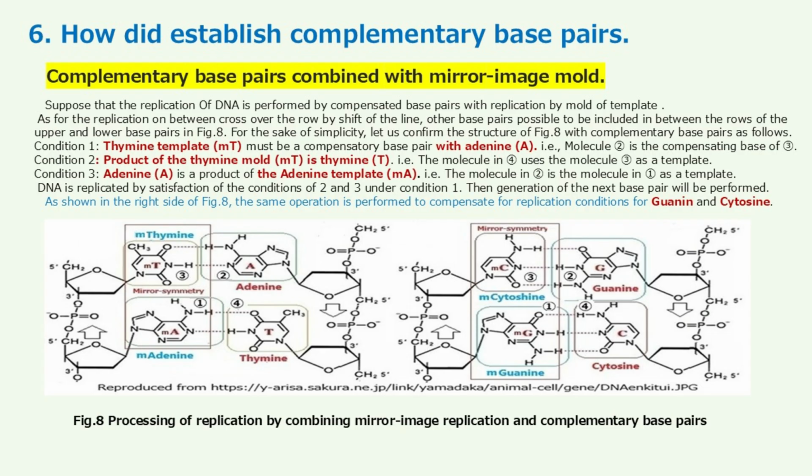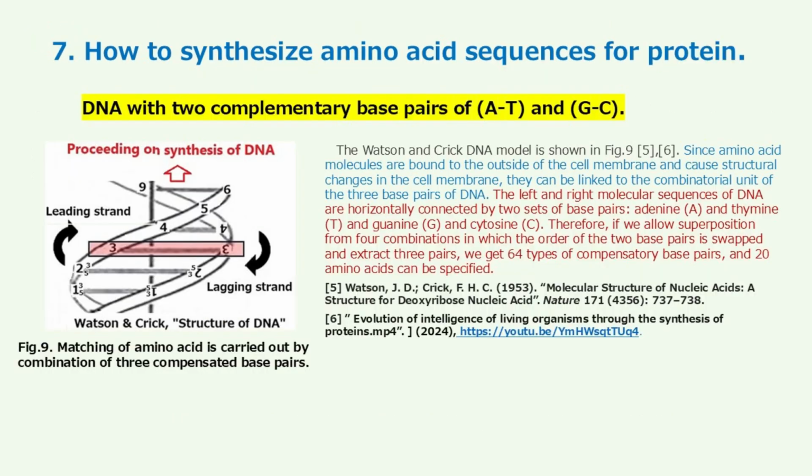As shown in the right side of Fig.8, the same operation is performed to compensate for replication conditions for guanine and cytosine. How to synthesize amino acid sequences for protein. DNA with 2 complementary base pairs of AT and GC. The Watson and Crick DNA model is shown in Fig.9. Since amino acid molecules are bound to the outside of the cell membrane and cause structural changes in the cell membrane, they can be linked to the combinatorial unit of the 3 base pairs of DNA.